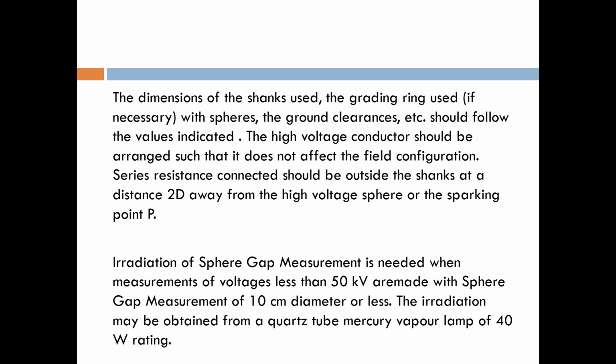Irradiation of the sphere gap is needed when measurements of voltage less than 50 kV are made with a sphere gap of 10 cm diameter or less. Irradiation can be obtained from a quartz tube mercury vapor lamp of 40 watt rating.